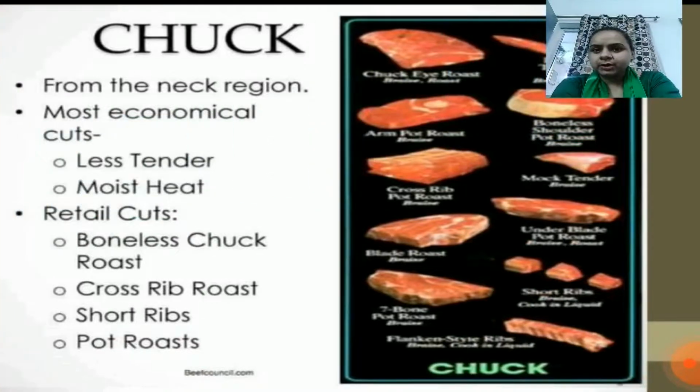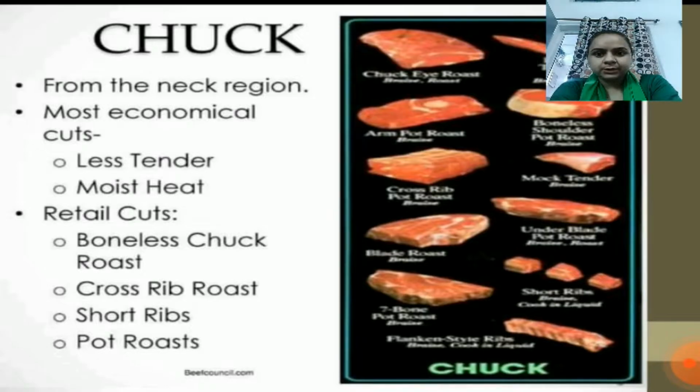And the first is chuck. Chuck is from the neck region. This cut is found in the neck region. Most economical cuts, less tender, moist heat, and retail cuts. Some retail cuts are boneless chuck roast, cross rib roast, short ribs, and pot roast.